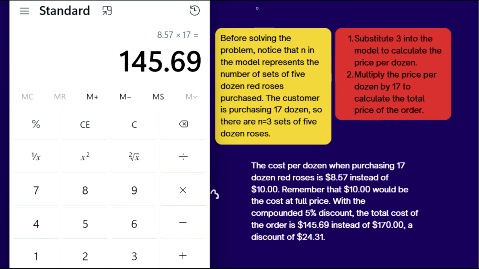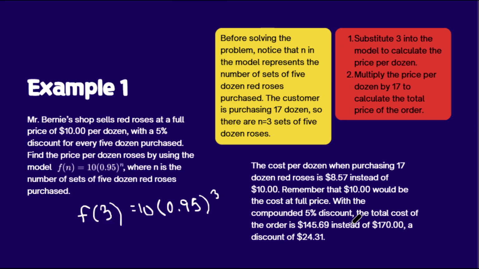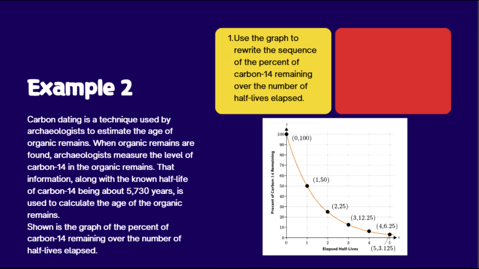and that would give us $145.69. Now, if we were paying $10 a dozen, then we'd pay $170. So we did save money. If we take $170 and subtract $145.69, we can see that we saved $24.31. So we basically got 2.5 dozen roses for free. Okay? I know there's nothing else this complicated. Don't stress too much. Here's example number 2.